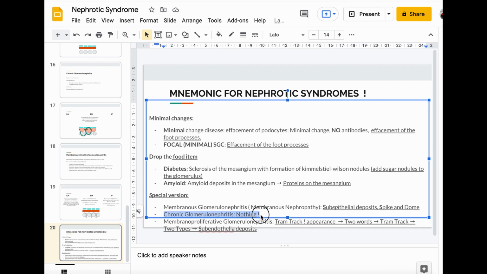So the next one is called chronic glomerulonephritis. And what happens in this disease? Basically nothing. You just have nothing really on biopsy. You just have hematuria, proteinuria, the typical stuff. Nothing really appears here. So the last one is called membranoproliferative glomerulonephritis.